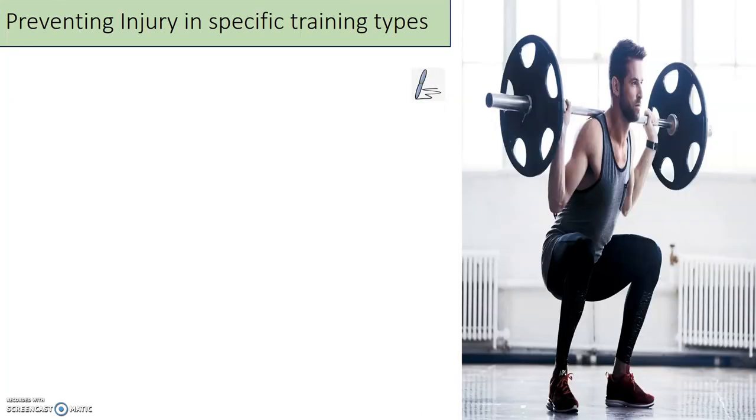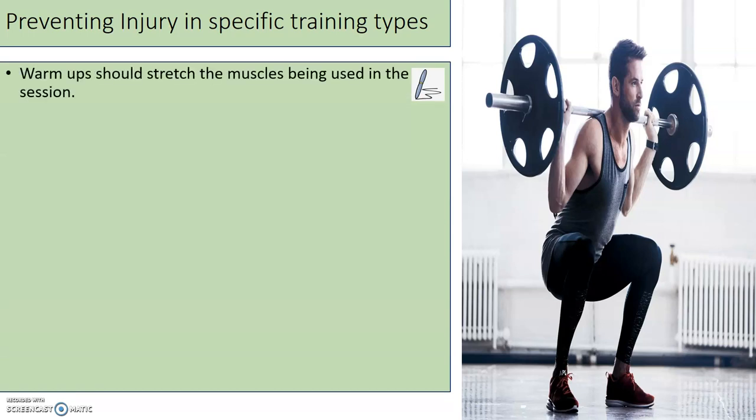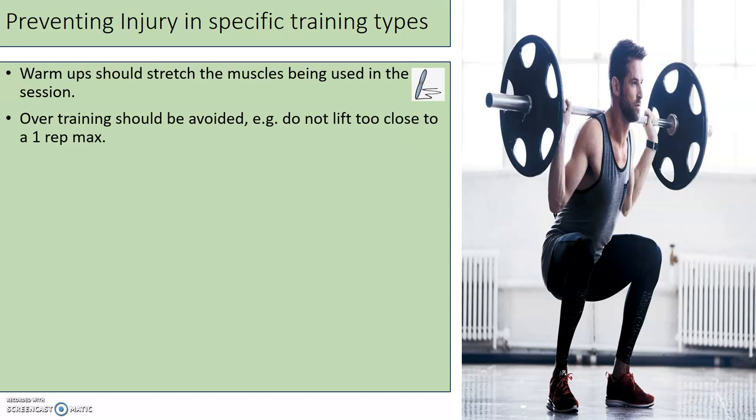Okay, so other aspects that we need to be aware of, especially when we're looking at specific training types. So as it says here, warm-ups should stretch the muscles being used in the session. We'll be talking about warm-ups in more detail next lesson. But on top of that, obviously overtraining should be avoided, and we try not to lift too close to our 1 rep maximum. Okay, so if I've got 100 kg that I'm lifting, I don't want to be lifting 95 to 100 if that's my 1 rep maximum.